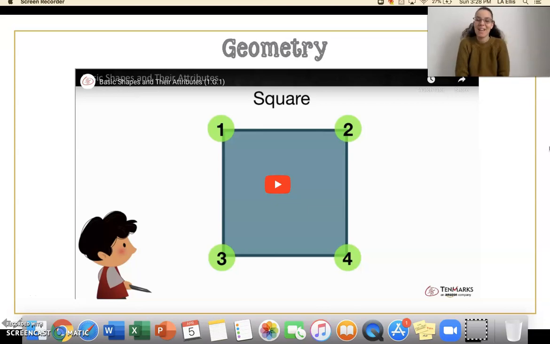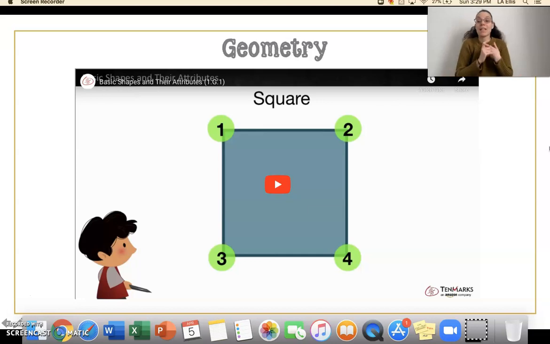Hi families, happy Thursday. Today we're starting a brand new unit in math about geometry. Geometry is the study of shapes. And today we're pretty much going to just do a review, so it's going to be pretty fast. We're going to review the attributes of some shapes. An attribute is a characteristic or something that we know about the shapes.